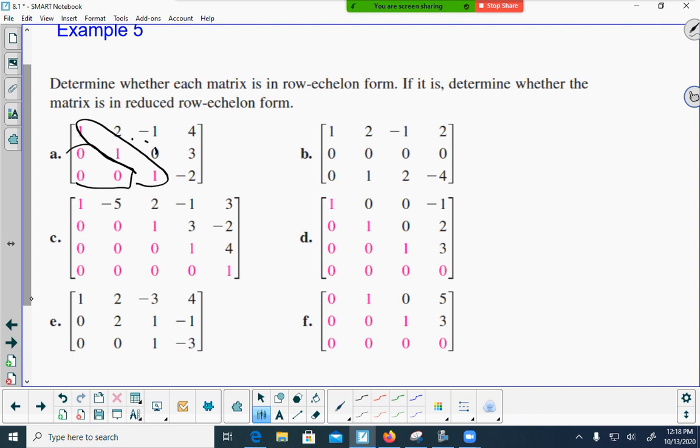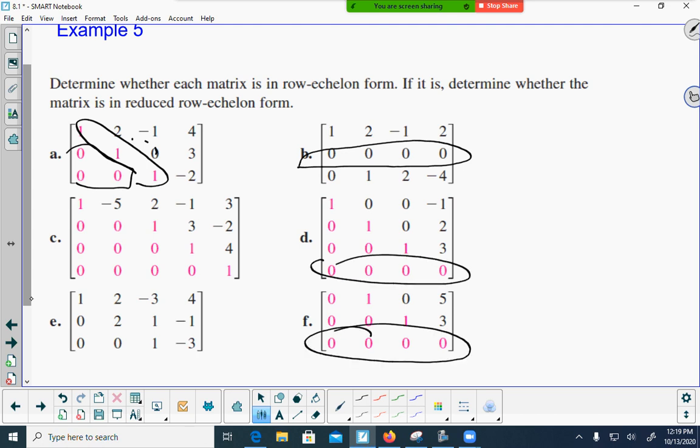Oh, Vincent, B. Is it in row echelon form or reduced row echelon form? It's in neither. This row of all zeros, guess what that does to your problem? No solutions. This row of all zeros, no solutions.